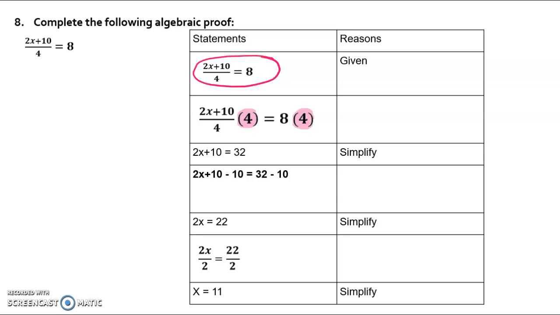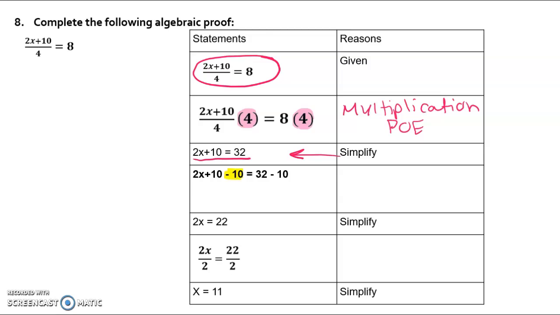It looks like I am multiplying by 4. So this would be my multiplication property of equality. And when I do that, I end up with 2x plus 10 equals 32. I simplified this multiply to get this equation.